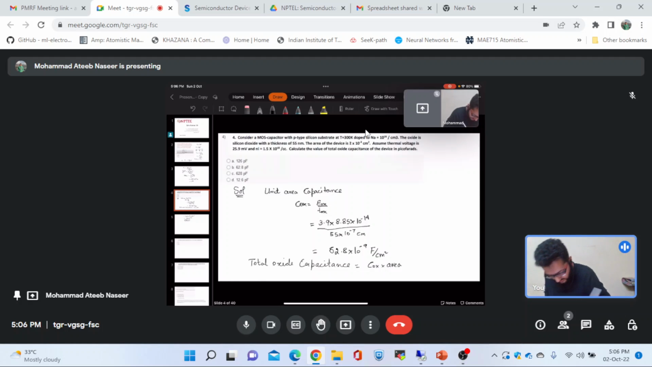So let us check the options. Option A seems to be the reasonable selection because it is close to 126. Yeah, so we will go with option A.